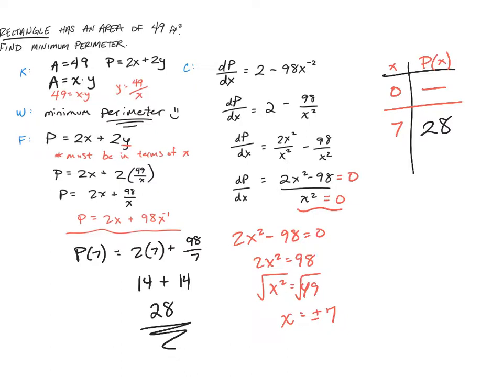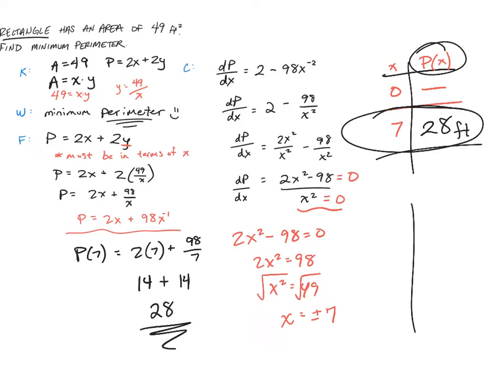So that's my only critical point. What are the units on this, Mr. Sawyer? That would be feet, because we're talking about perimeter. Good catch. So that is my minimum perimeter, and I checked it on my calculator, and the graph for the perimeter looks something like this. And there was the minimum, when x was equal to 7 and the perimeter was 28 feet. Good job.